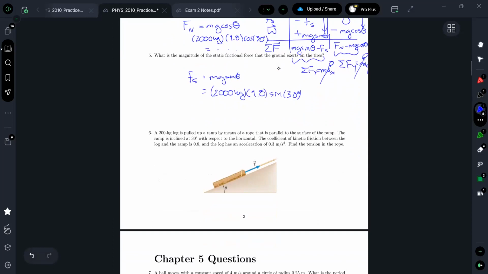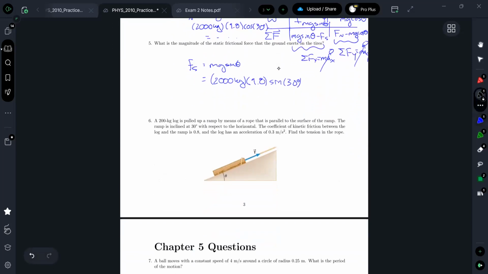Okay, number 6. Like I said, I'm going to kind of breeze through this. So I think about what forces are acting. I've got friction because it's telling me a coefficient for it. It's telling me an acceleration up the ramp, ax. It's telling me a mass, 200 kilograms. It's pulled up the ramp, which might be relevant, by means of a rope parallel to the surface. The ramp is at 30 degrees, that's theta, with respect to the horizontal. The coefficient of static friction is labeled. All right, find the tension. Find T for this rope.